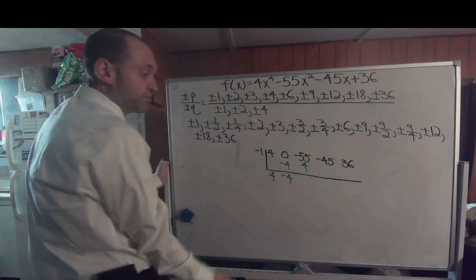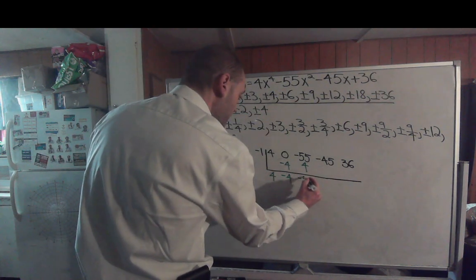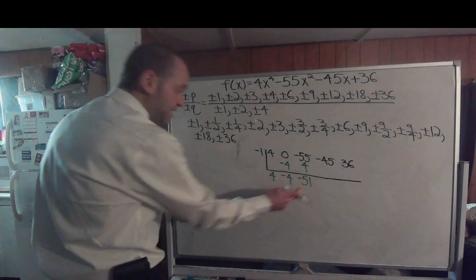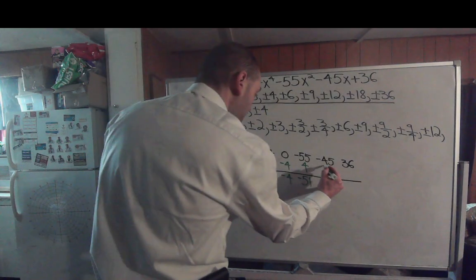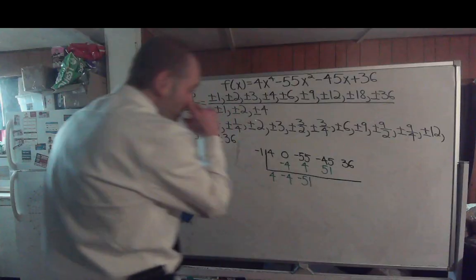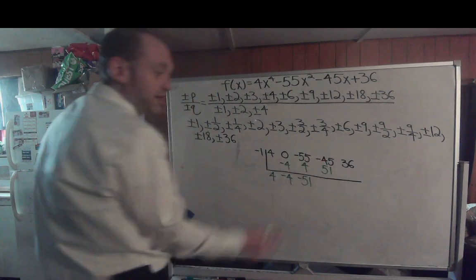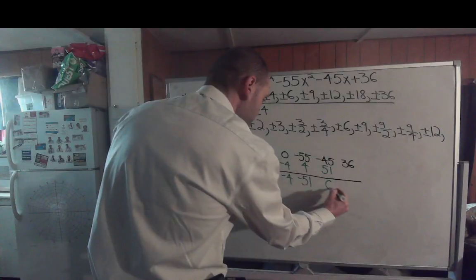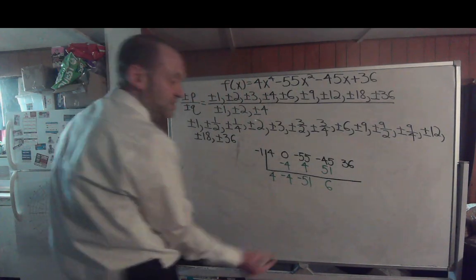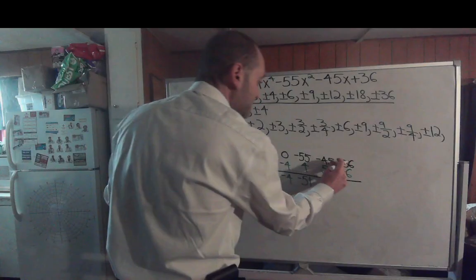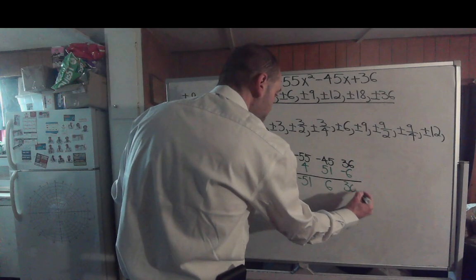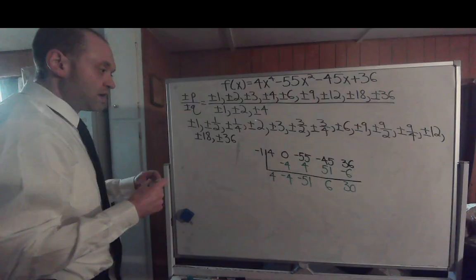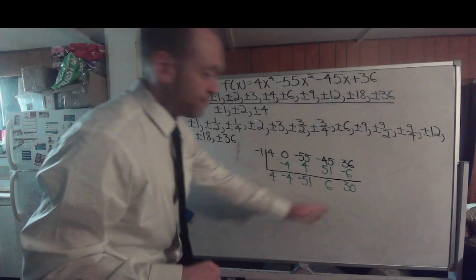Negative 55 plus 4 is negative 51. Negative 1 times negative 51, that's positive 51. So negative 45 plus 51, that's positive 6. Now negative 1 times 6 is negative 6. 36 minus 6 is 30. Darn. So that means we have a remainder of 30.